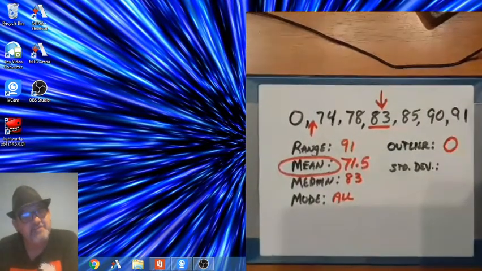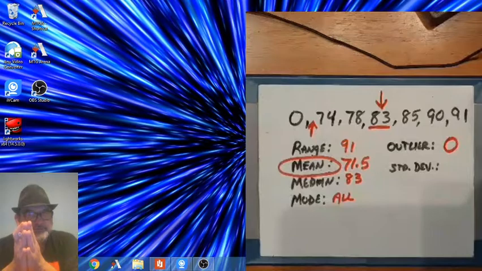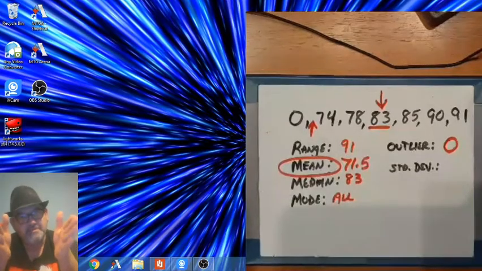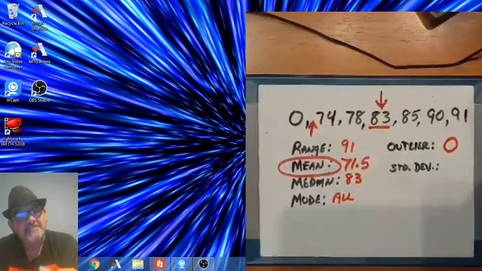What about the standard deviation? Yeah, the standard deviation would be affected, because remember, the standard deviation says 68% of all scores fall between this number and this number. So if you have an outlier, that's going to affect what 68% of the scores are, and it's going to skew the standard deviation.